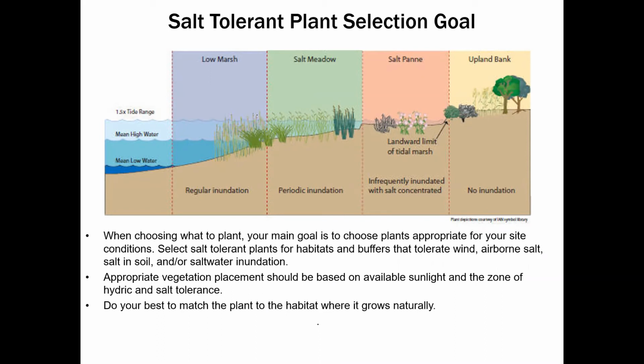And of course, with salt-tolerant plants, your main goal, you want to get it right for your site conditions. So you want to look at those plants that are right for the habitats and buffers that you are dealing with related to wind, salt, inundation, and let your site condition drive how salt tolerant you believe your plants need to be. And of course, you want to put your placement of your vegetation based on the water zones, the hydric zones, and the salt tolerant zones. You don't want to, for instance, plant a high water need plant in with a very low drought tolerant plant. Keep all those things in mind when you're trying to determine your plants and their locations.